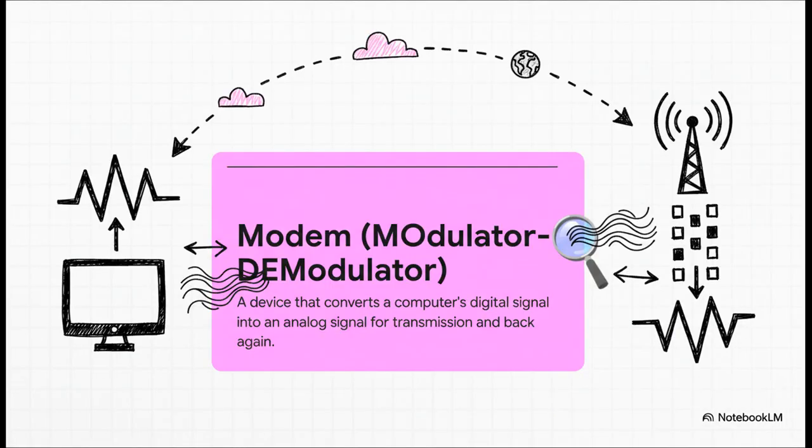First up, the modem. And its name literally tells you everything it does: modulate and demodulate. See, your computer speaks digital, ones and zeros, but the internet signal coming into your house through a phone or cable line is often analog. The modem is that essential translator that lets these two totally different languages talk to each other.